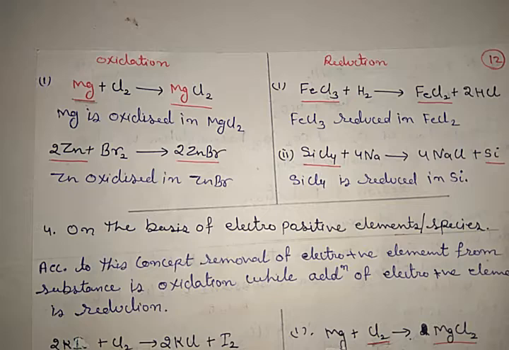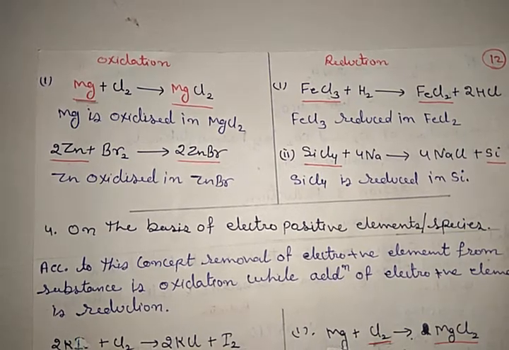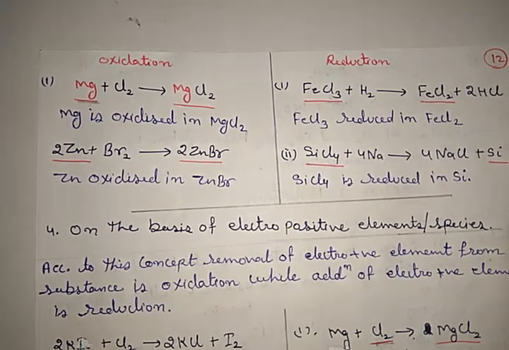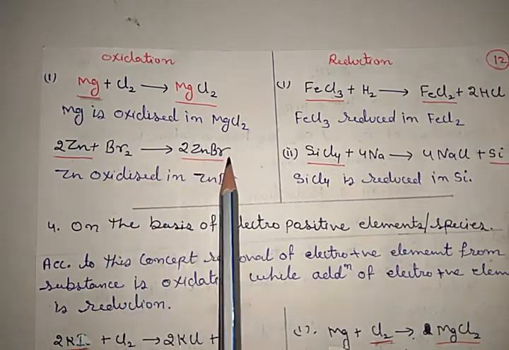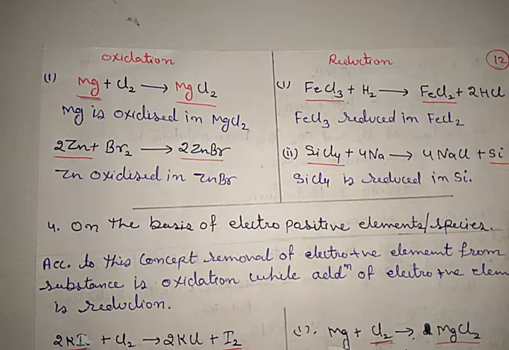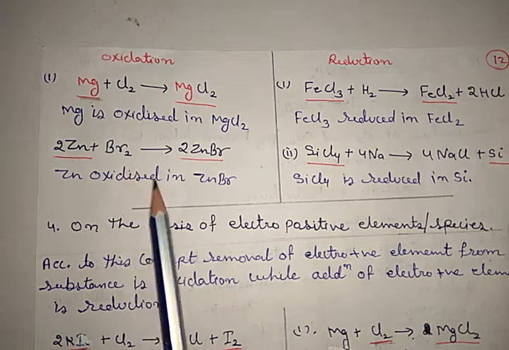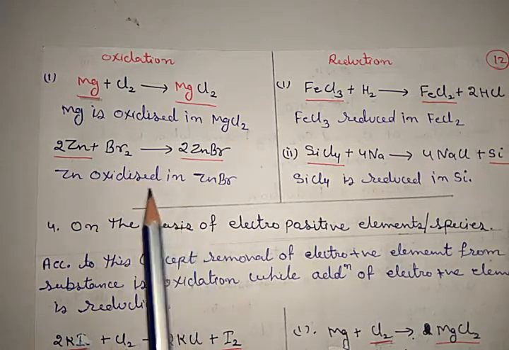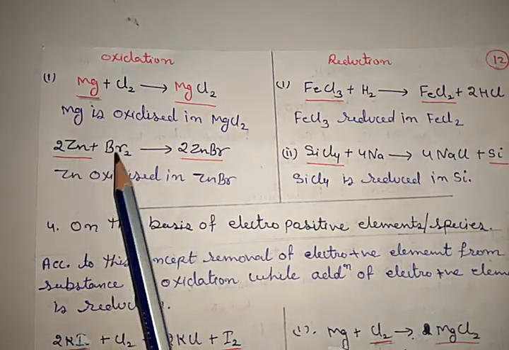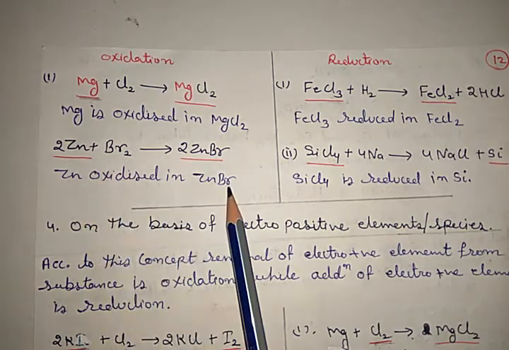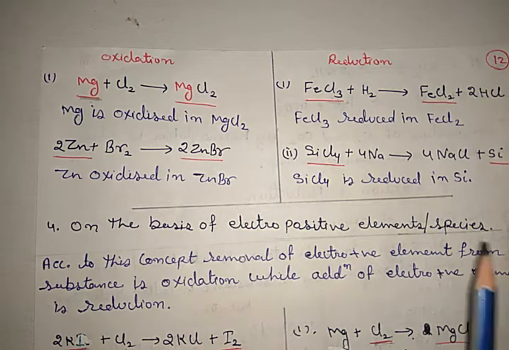Similarly, if we consider the next example, zinc reacts with bromine and makes zinc bromide. Bromine also has a tendency to make anion, that is electronegative nature, so it is added into zinc, so we can say that zinc is oxidized in zinc bromide.